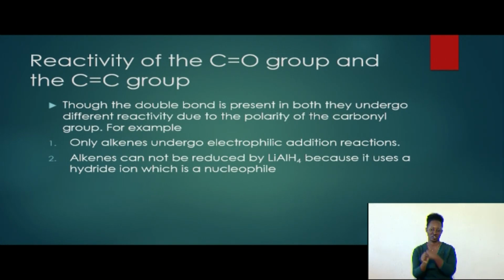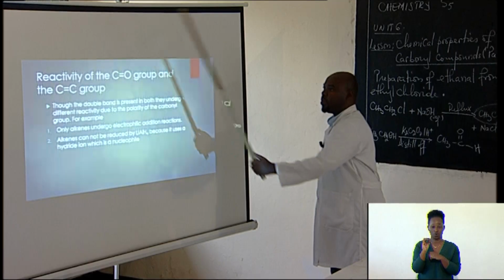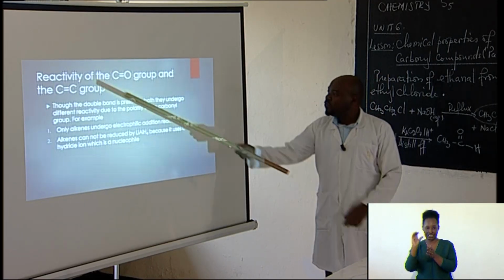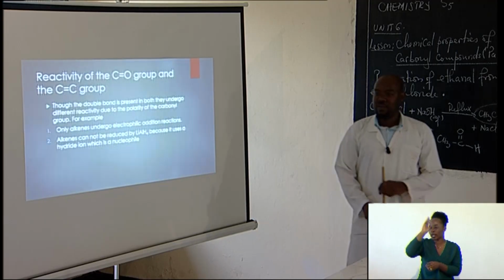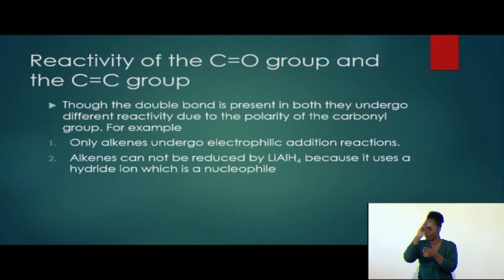And before we start the nucleophilic addition reactions and analyze it in details, let us compare the reactivity of the carbonyl group and the carbon-carbon double bond group. Do you remember where we find this group? Yeah, you do. I'm very sure. This one is found in alkenes. So how do they react? Do they react in the same way, or is it different?